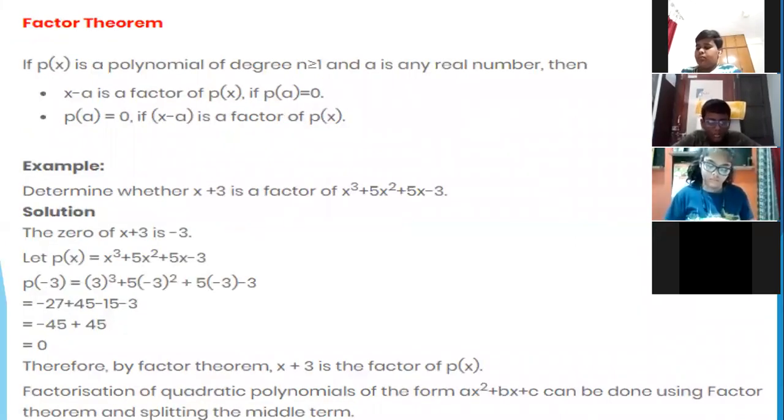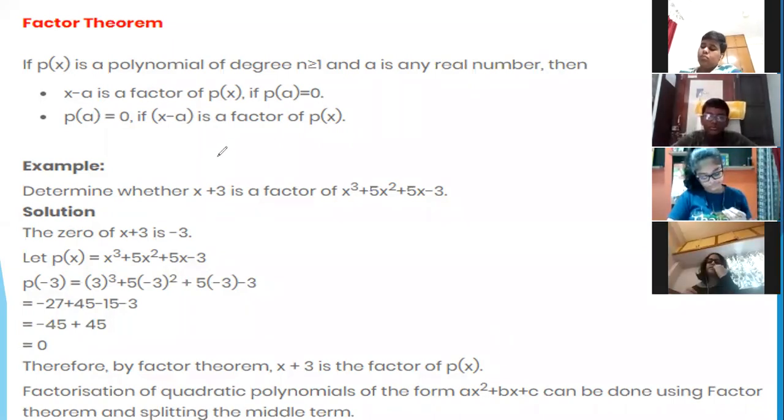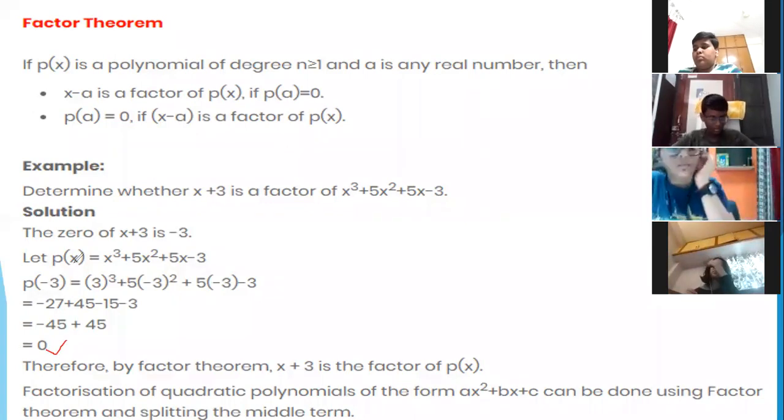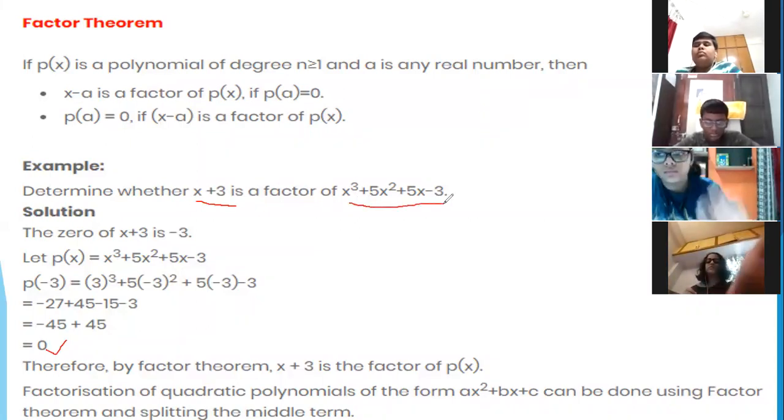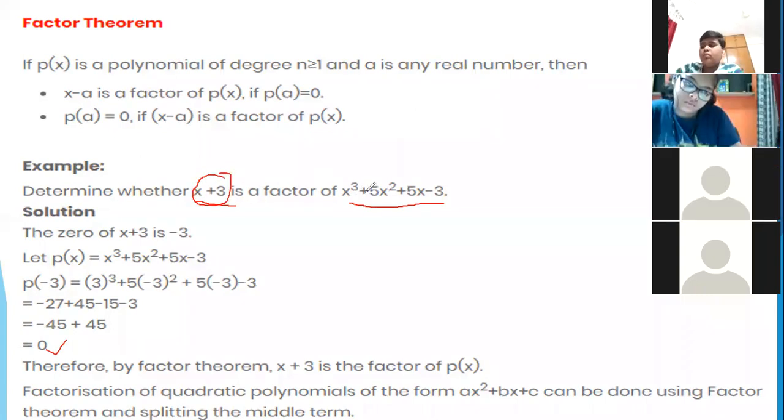Next, remainder theorem. After that, factor theorem. If p(x) is a polynomial of degree more than or equal to 1 and a is a real number, look here. In the remainder theorem, you will get some remainder; in the factor theorem, you will get answer 0. So, determine whether x + 3 is a factor of x³ + 5x² + 5x - 3. Here, x + 3. So, what you have to substitute? Minus 3. Very good. Start doing.